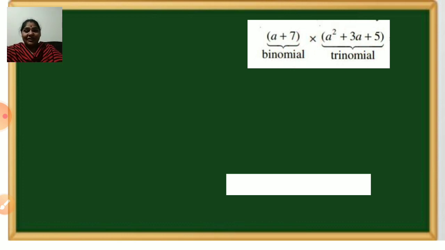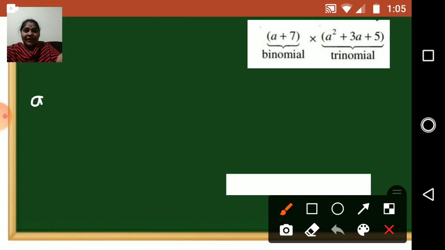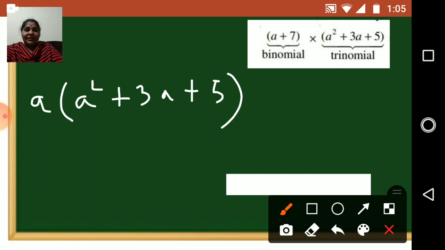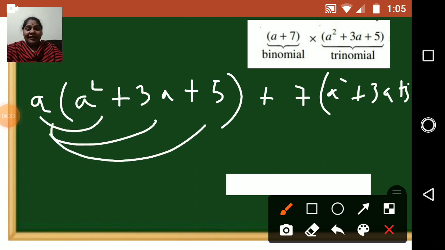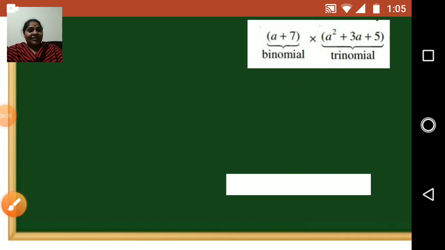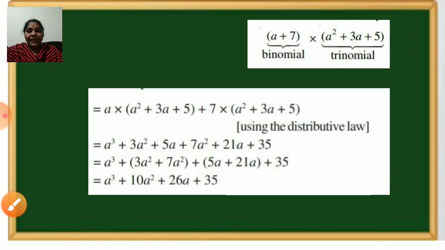So what you can do is, children, a multiplied by the full second expression, that is a square plus 3a plus 5, and then plus 7 multiplied by again a square plus 3a plus 5. So now you will multiply one by one, and you can simplify at the end. So let us see the solution. A multiplied by a square plus 3a plus 5 in the bracket, plus 7 multiplied by a square plus 3a plus 5 in the bracket.